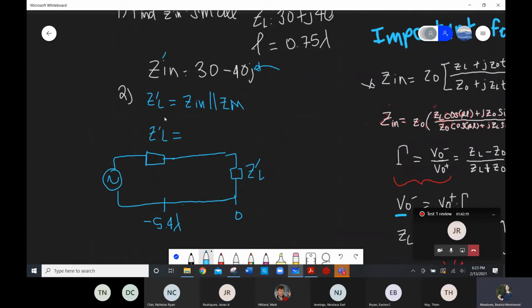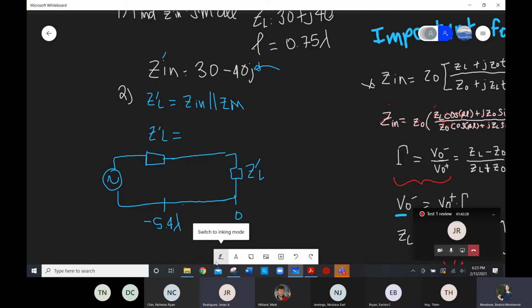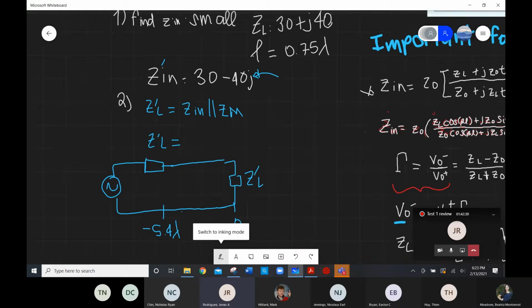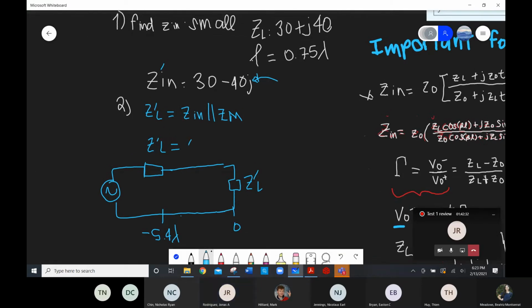You guys almost found the parallel combination? Yes. Okay, what was it? I got 53.33 plus 40J. Okay, that's correct. Can you go over how to get that real quick? I'm kind of not sure. I don't think I did it right because I don't think I converted it right or something.